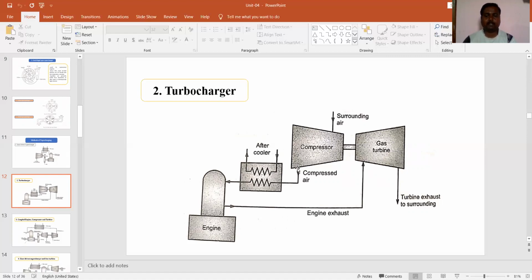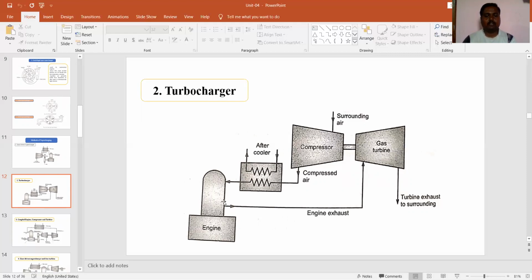and this is the compressed air, that is high pressurized air. But here the compressor, for compression purpose, the compressor or supercharger requires power. The power required for this compressor is supplied from the gas turbine. Turbo means the power required for the compressor to run is supplied from the gas turbine. Gas turbine means this turbine operates on gas. For working of this gas turbine, the gas required is supplied from the engine exhaust.